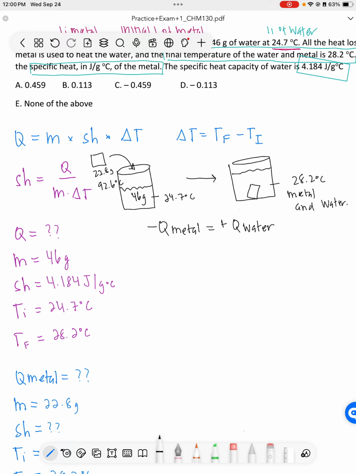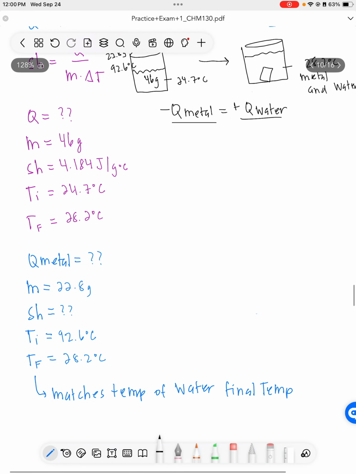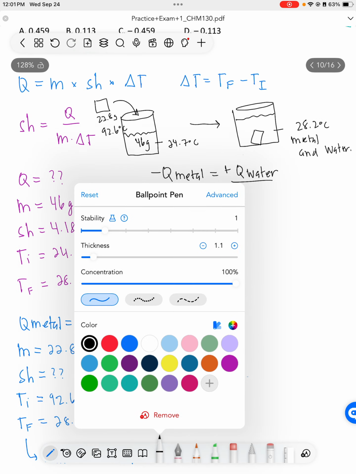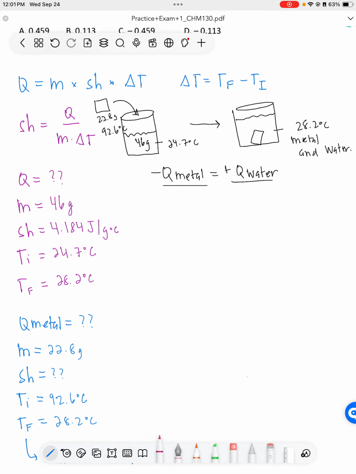So let's find the Q of water, because if we can find the Q of water, we'll know the Q of metal. And if we have all of our variables except for one variable, so if we find this, then we can find our specific heat because we have everything else. So let's find our Q of water. Let's find out how much energy or heat the water absorbed. And luckily, all we have to do for that is just plug and chug into our equation. Now, you can find the change in temperature first if you want, or you can put it into the equation. Either way, I'm going to go ahead and write it out.